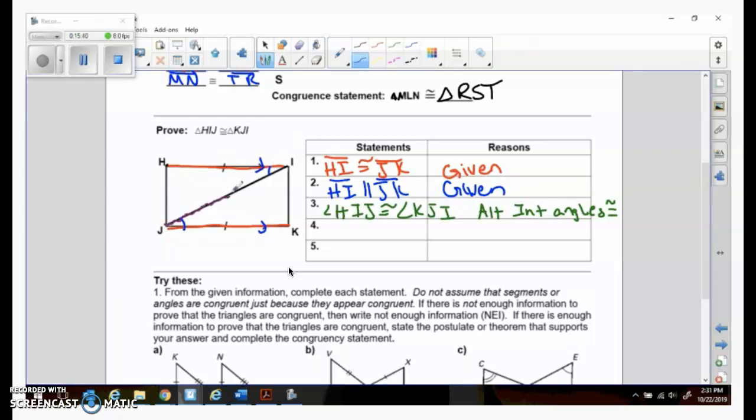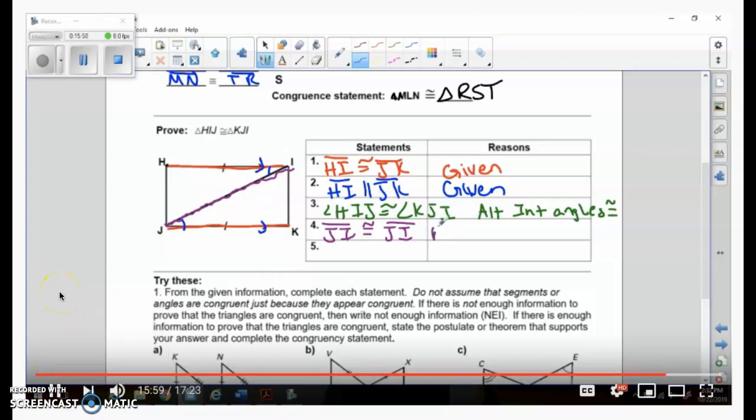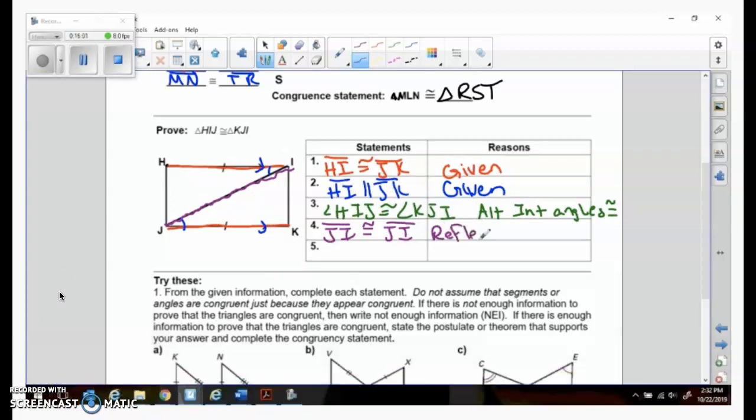Now last, well, not quite last, but fourth, we have a relationship that we saw in the last proof, which is whenever the triangles that we're proving congruent share a side, we can use the reflexive property to say that this line segment is congruent to itself. So I see JI is congruent to JI, and we're going to use the reflexive property here.